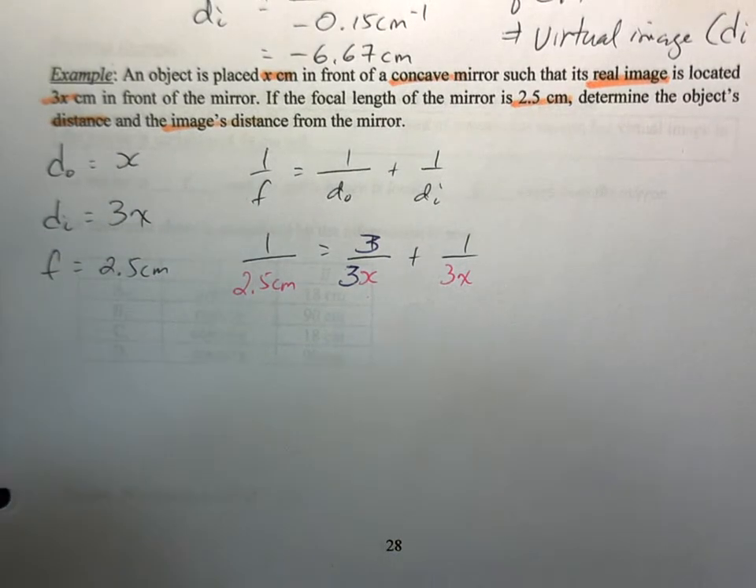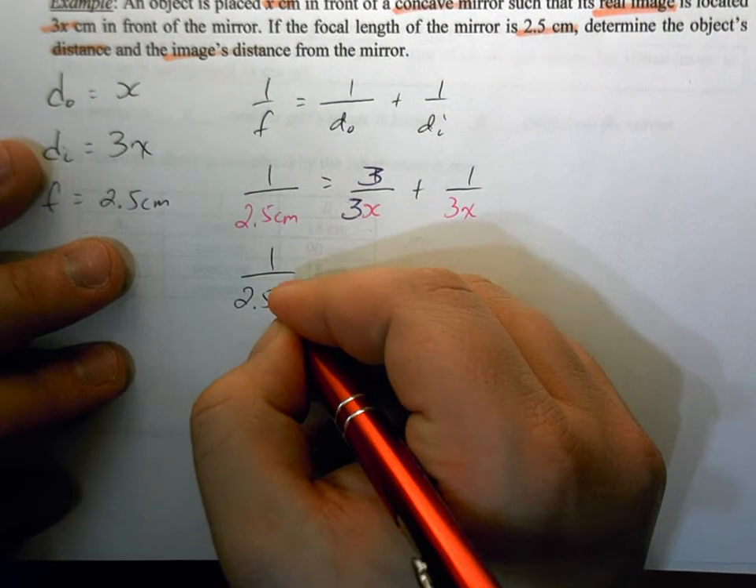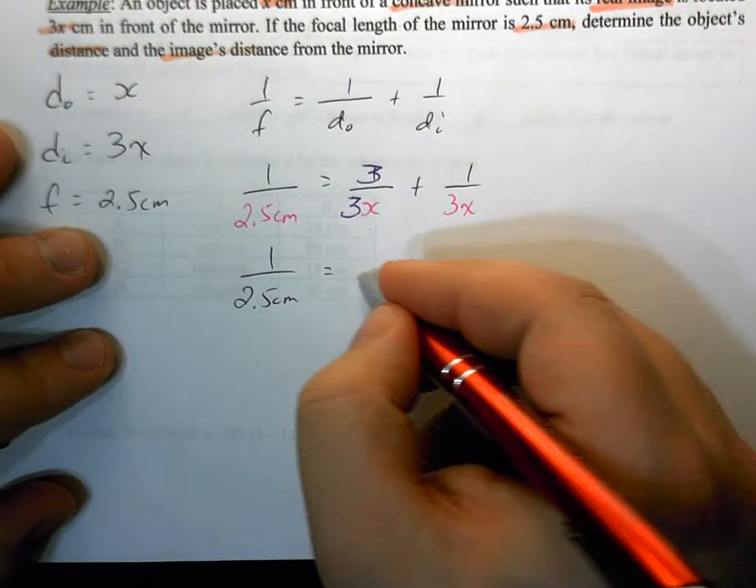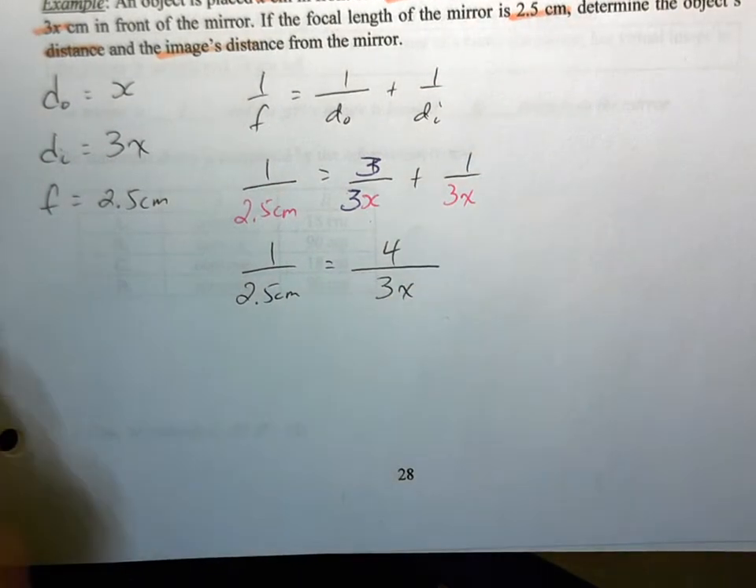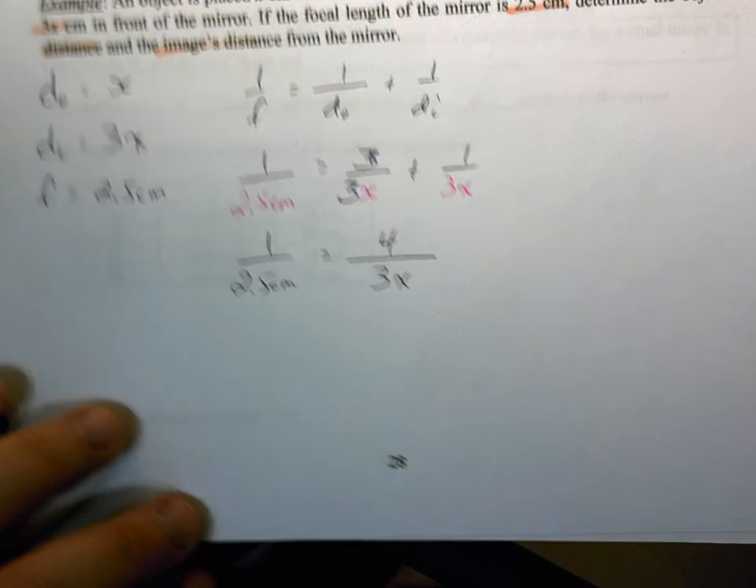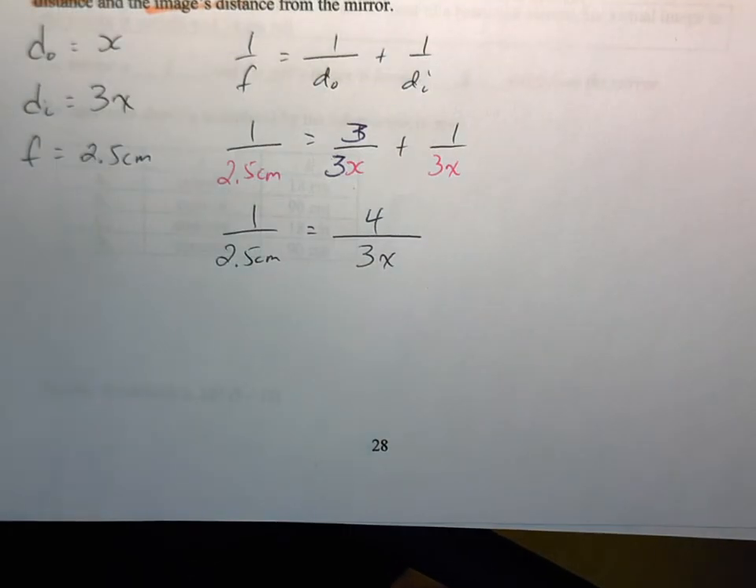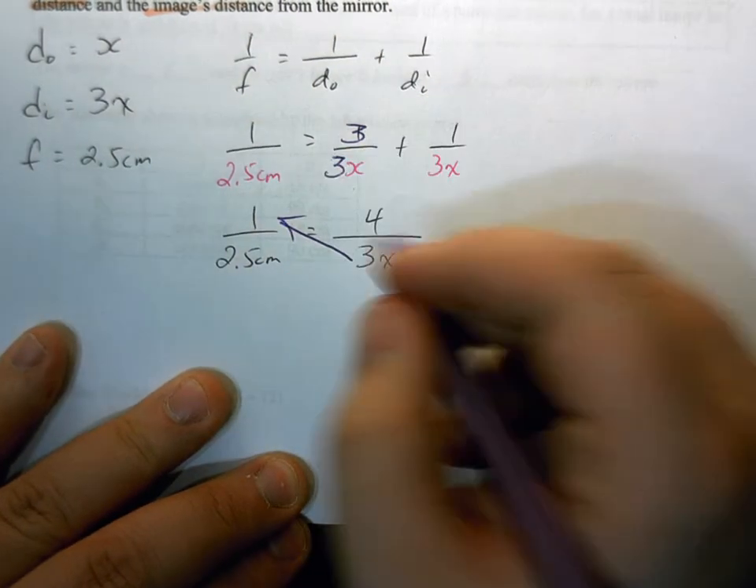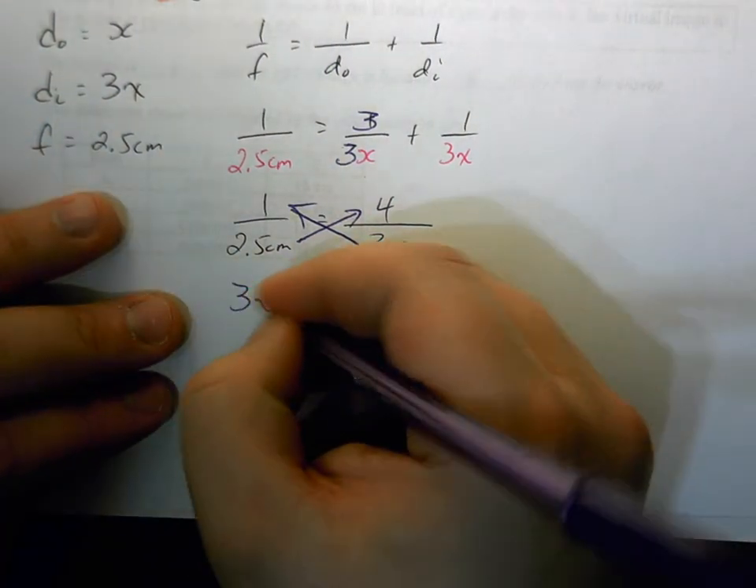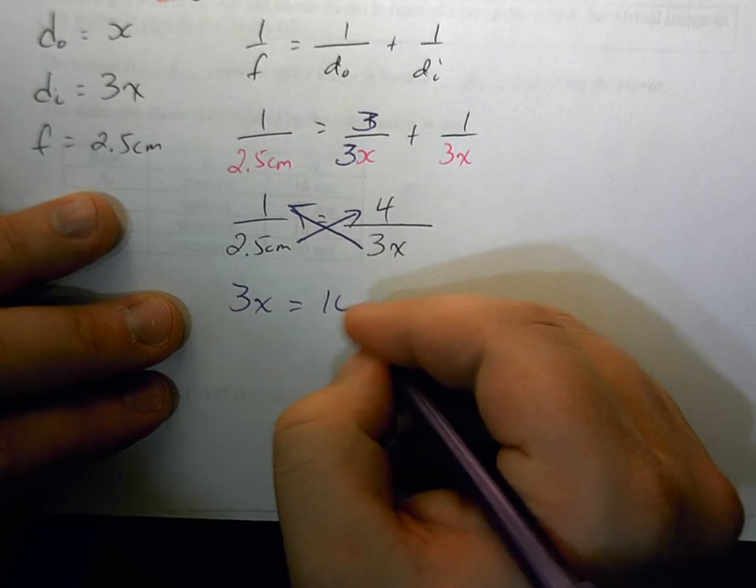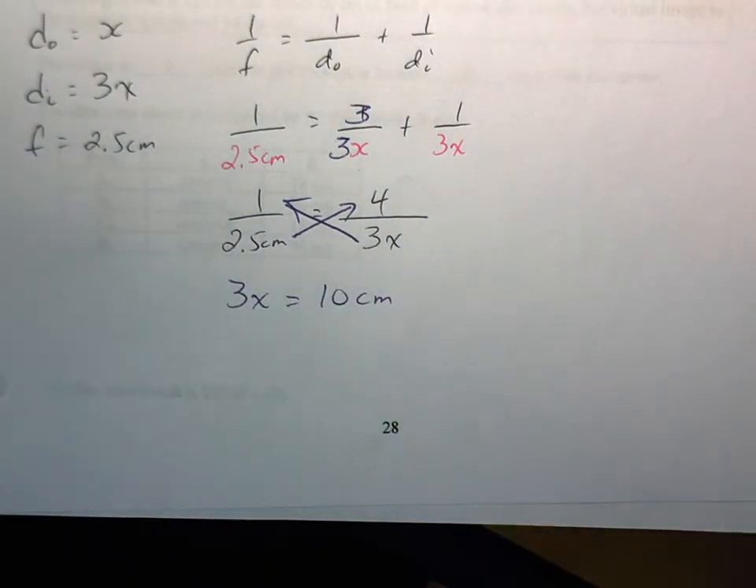What this allows us to do is simplify the right side here. So we have a common denominator of 3x, and then 3 plus 1, that's going to give me 4. So now I have a fraction equals a fraction. So I'm going to do something that your math teachers will hate me for. They do not like us doing this in physics, but I'm going to do it anyways. We can cross multiply. So I can multiply the 1 and the 3x. I can multiply the 4 and the 2.5 centimeters. So what I'm going to get here is 3x times 1 is 3x. 4 times 2.5 centimeters is 10 centimeters. So at this point, we can solve for x.